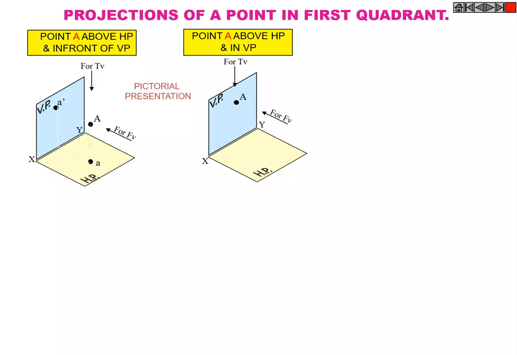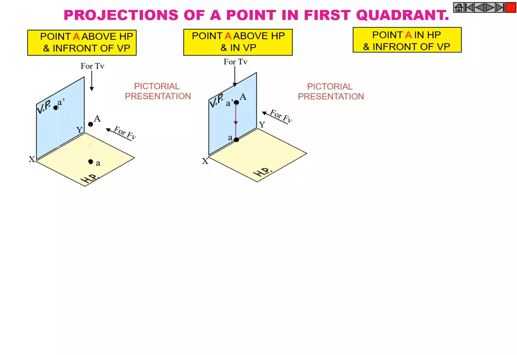If you see from the top, the other point will be touching the XY line, as the distance is 0 in VP. So A dash is the front view, A is the top view. So this is the pictorial representation.